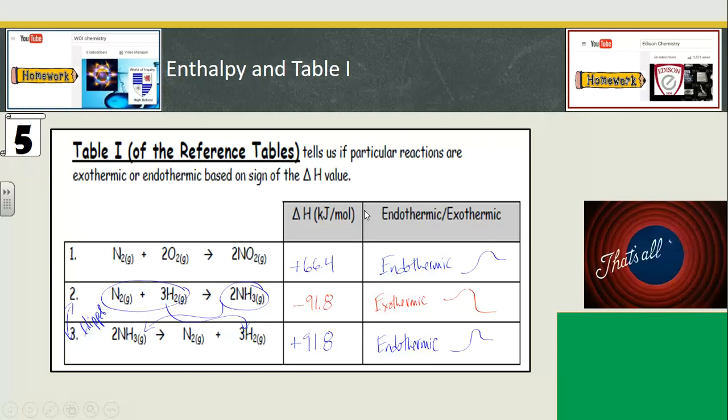And that's how you read table I to find heats of reactions. You read the heat, you determine if it's endothermic or exothermic. Maybe you have to look and see if the reaction's been flipped backwards to front, or maybe it's been doubled. But that's what we do.